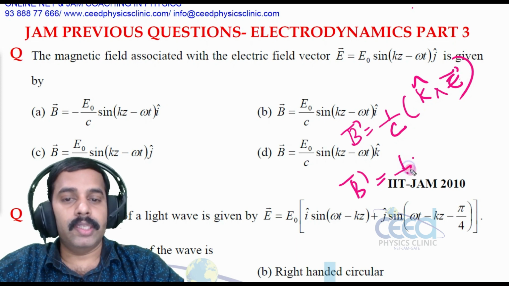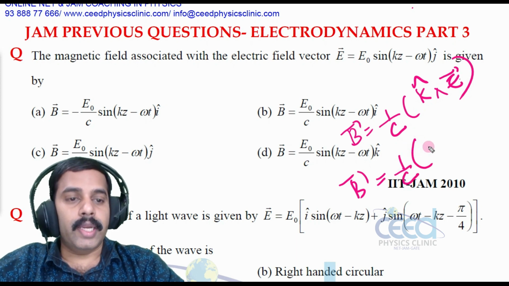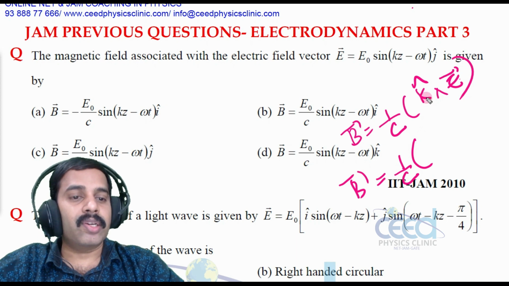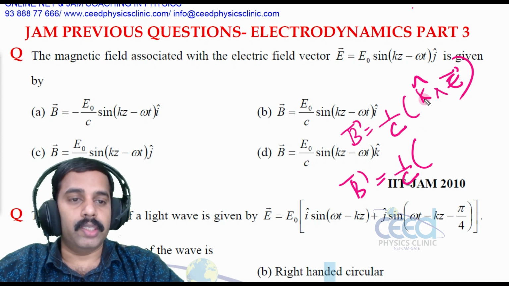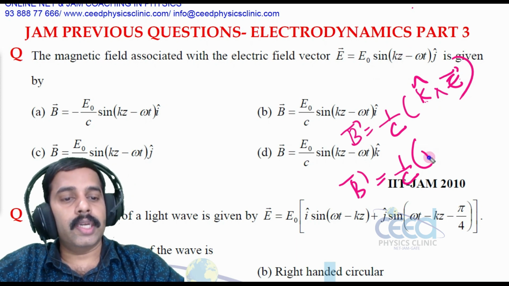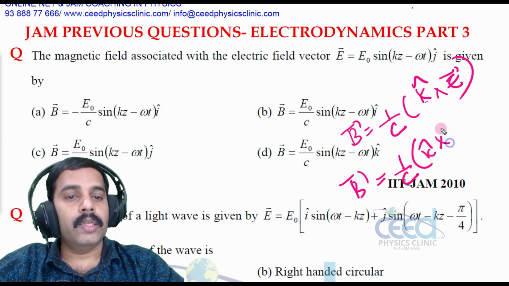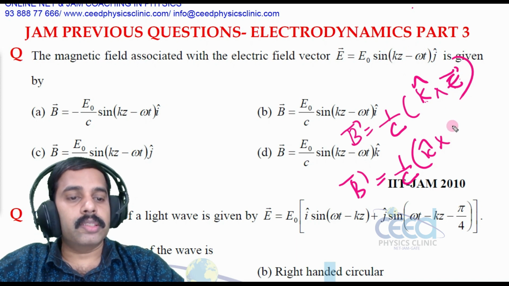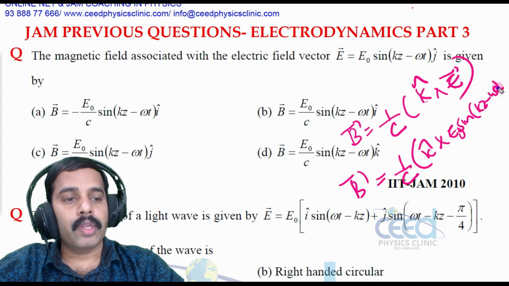That is 1 by c into k cap. K cap is the direction in which the wave propagates. So from the figure it is clear that it is in the z direction. So we can use k cap for the notation of z direction, right? And then k cap into E. Electric field vector is E0 sin(kz minus omega t), and its polarization direction is j cap. What is k cross j cap? That is minus I cap.